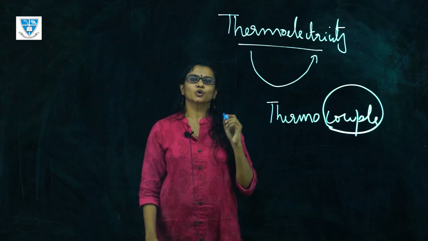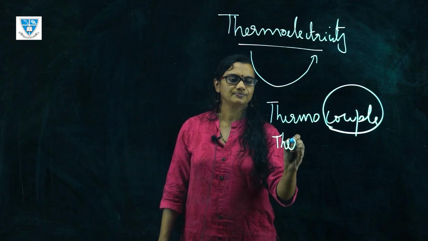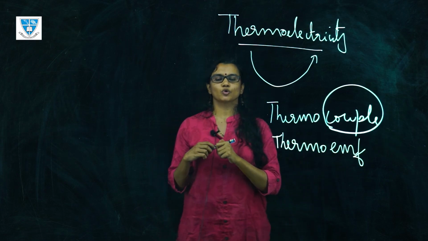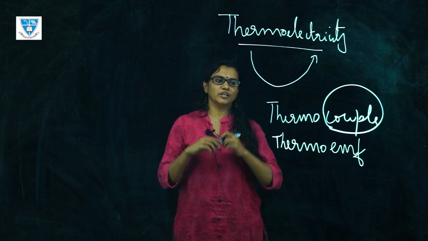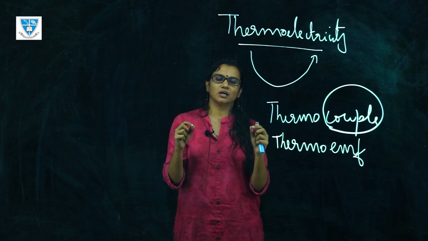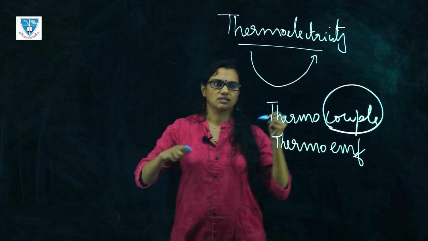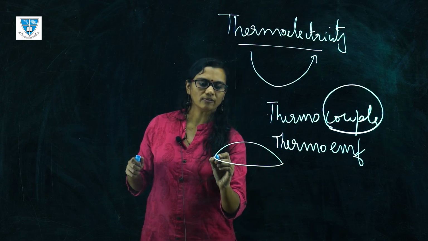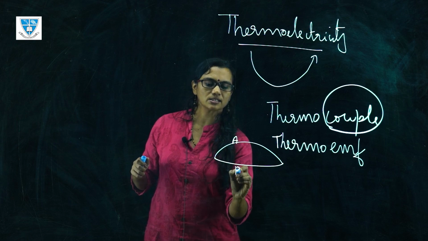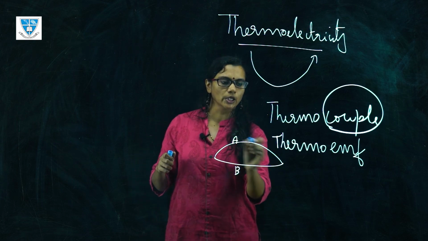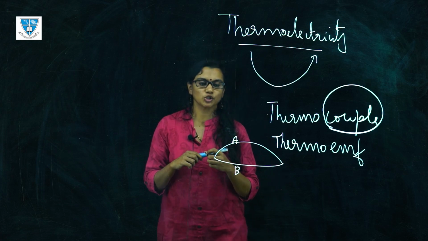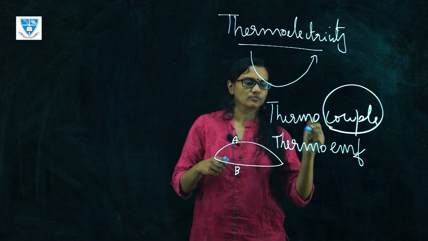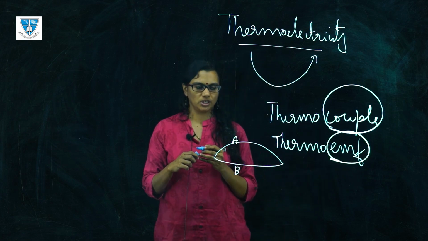The next terminology that we are going to discuss is thermo-EMF. EMF is nothing but electromotive force. So thermo-EMF: when you have two junctions, or a couple that forms a loop-like structure, for example like this, with two different metals, let us write them as A and B. This forms a loop, and if you give some temperature difference between these two junctions, it generates a thermo-EMF.